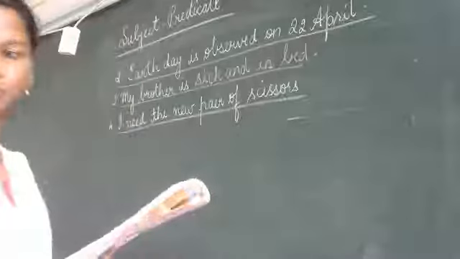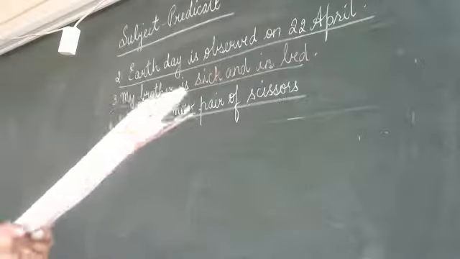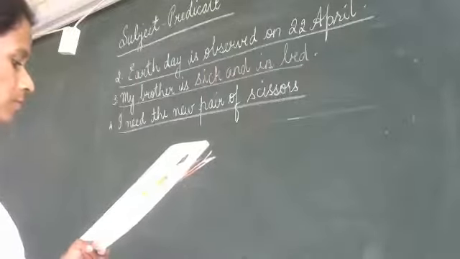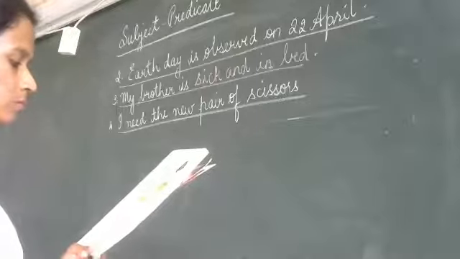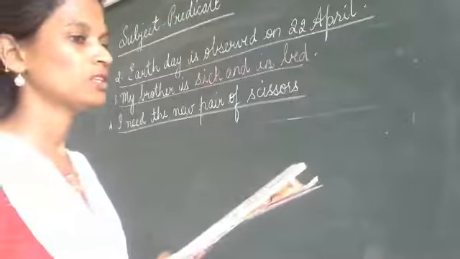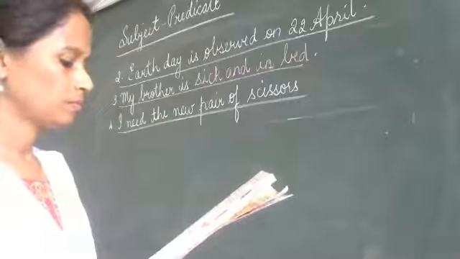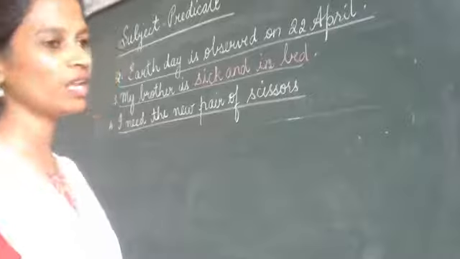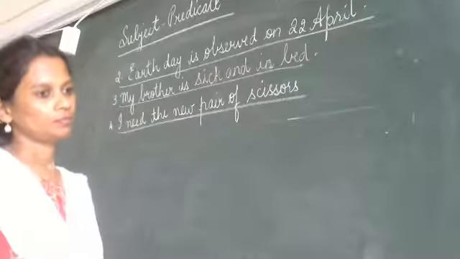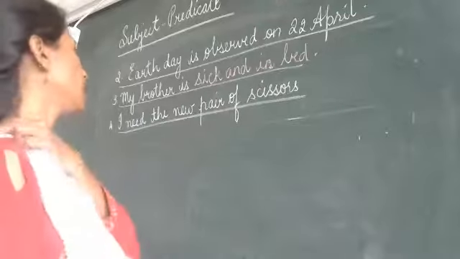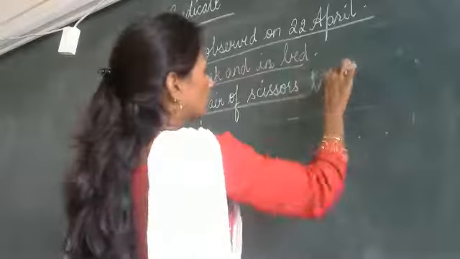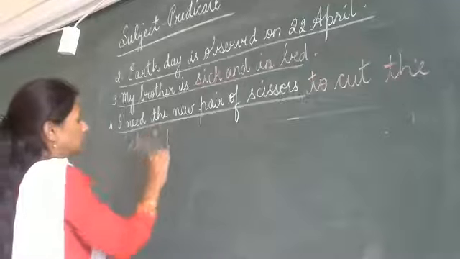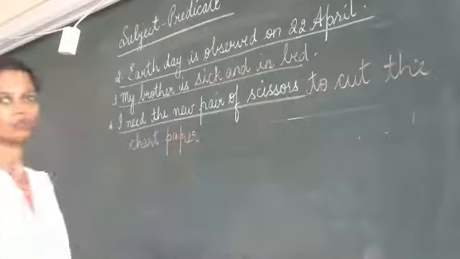Who will read the fourth sentence for me? I need a new pair of scissors. Sick and in bed. What is the answer? I need a new pair of scissors to cut chart paper. Anyone else with any other answer? I need the new pair of scissors to cut the chart paper. Write it down.